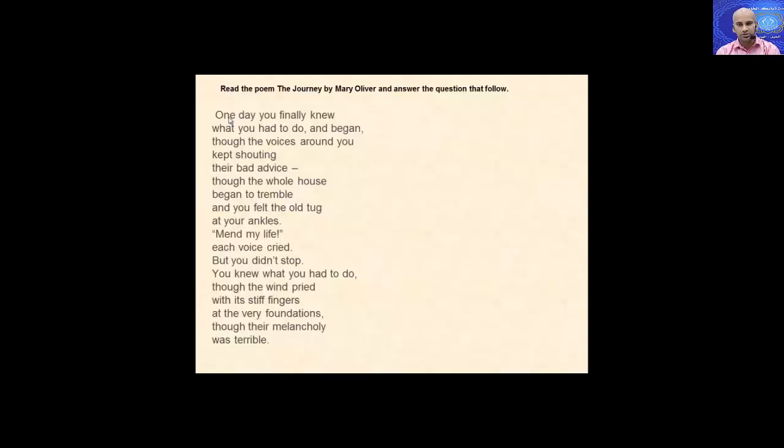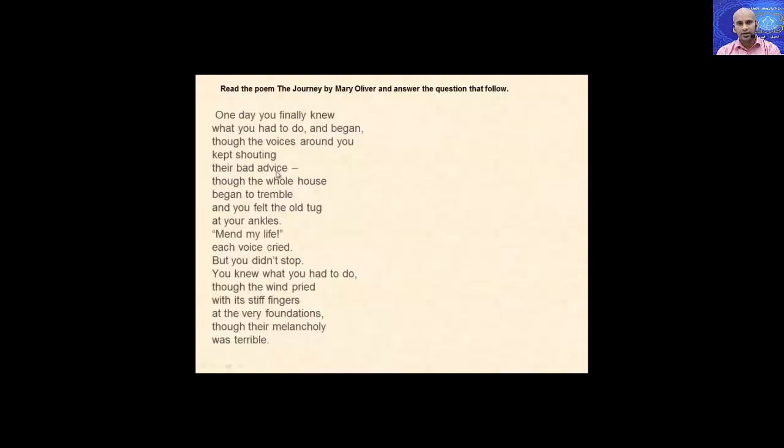One day you finally knew what you had to do and began. See, from the first line itself, it gives us an idea. Using past tense: knew, had to do, and began. So you started your journey, though the voices around you kept shouting. Who might those voices be? People around you were shouting, but you did not listen to their bad advice.